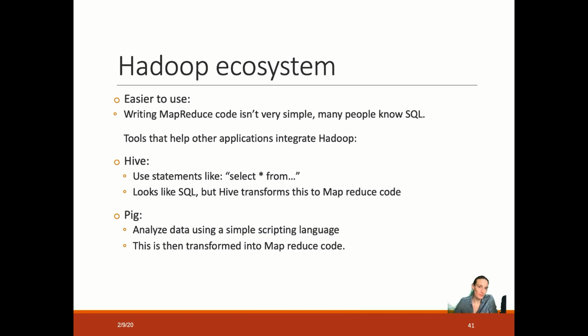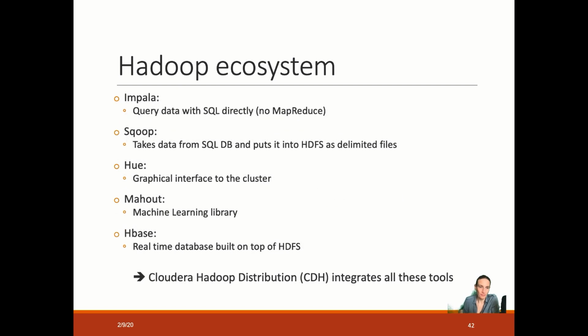All right, so in the Hadoop ecosystem, we have a number of applications that help people work with Hadoop. We have Hive, which allows you to use SQL-like statements, select all from, and Hive will help you translate this into MapReduce code. There's Pig, which helps you analyze data using a simple scripting language. You'll see this is all very animal terminology. Again, this is transformed into MapReduce code. Impala allows you to query data with SQL directly, so not transforming into MapReduce this time. Mahout is a machine learning library on top of the Hadoop file system, and HBase is a real-time database built on top of the HDFS.